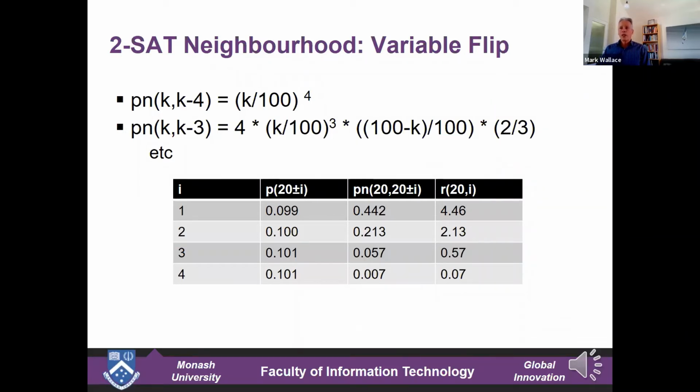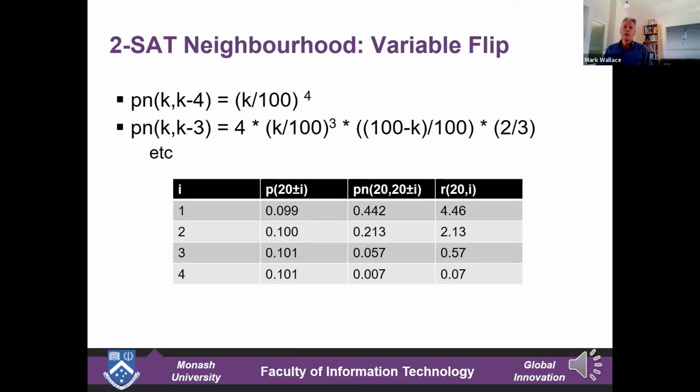So if we flip a variable, what's the probability that the number of violated clauses will decrease by 4? Well, that can only happen if all 4 occurrences of the variable that we flip were in violated clauses. And if that variable was in a violated clause and it's flipped, the clause becomes true. So the probability of a variable occurring in a violated clause is k over 100, and it's (k over 100) to the 4th if all 4 occur in violated clauses.